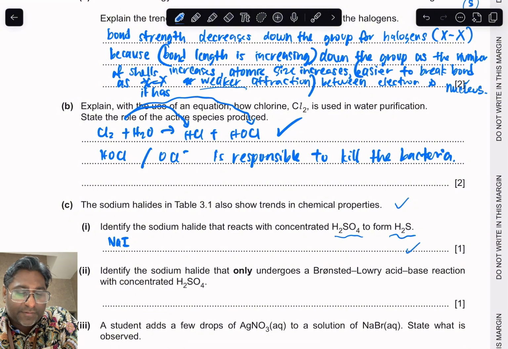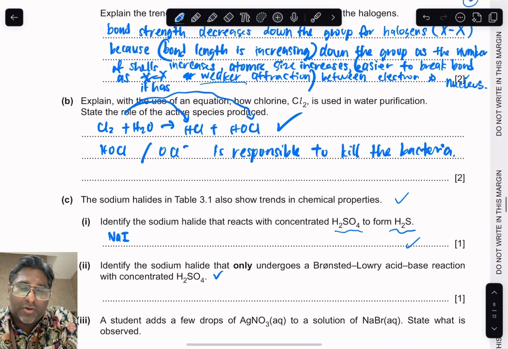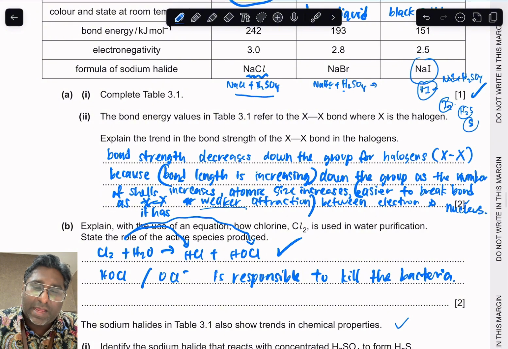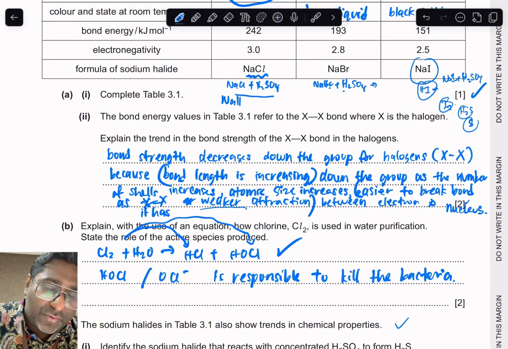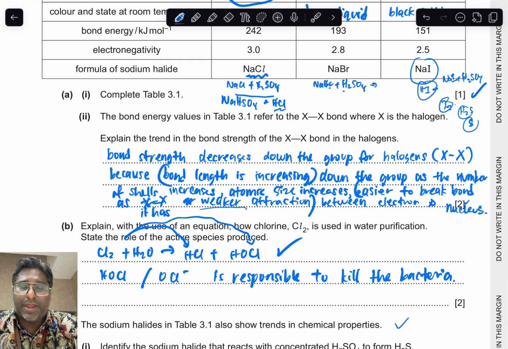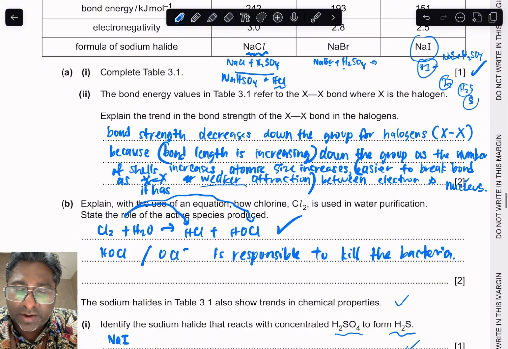Now identify the sodium halide that only undergoes a Bronsted-Lowry acid-base reaction with concentrated sulfuric acid. If it is a Bronsted-Lowry acid-base reaction, it does not undergo oxidation and so on. The one that will do that is only NaCl, because NaCl will react to give you NaHSO4 plus HCl. That's it. HCl will not be oxidized by sulfuric acid.